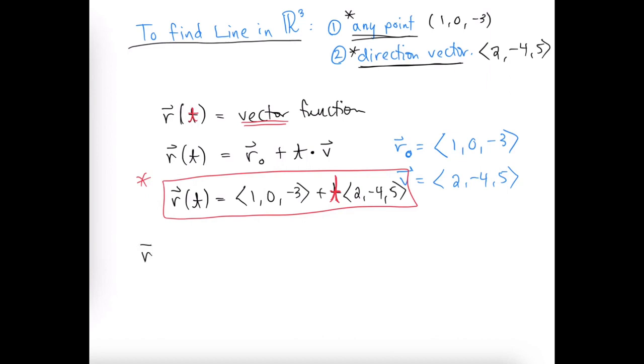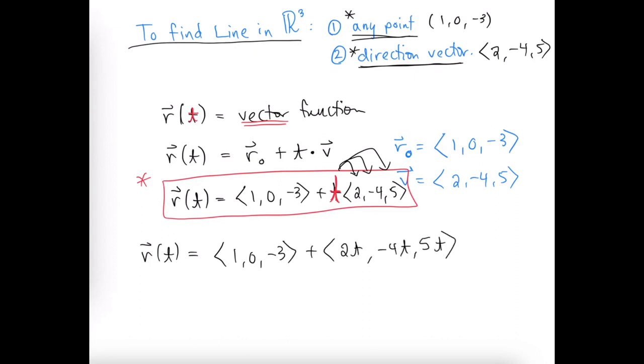Now we can rewrite this a little bit. We can write this in a couple different forms. Let's distribute this parameter into the vector. We'll distribute this scalar multiple into my second vector, and we'll end up with 1, 0, -3 plus 2t, -4t, 5t, right? So we have a scalar multiple of our direction vector here.